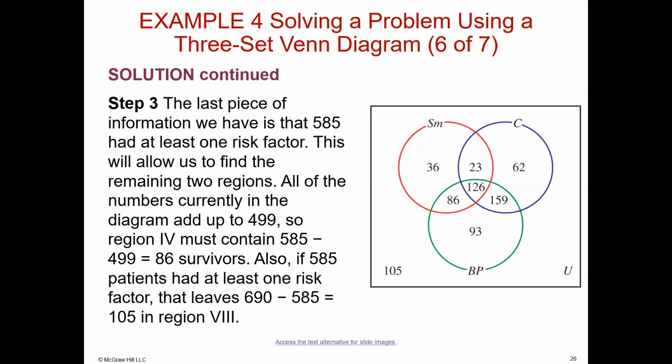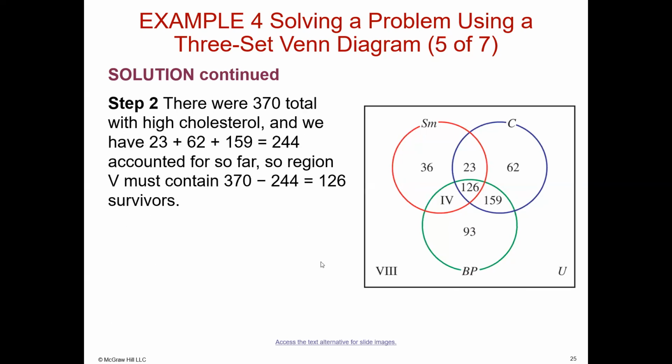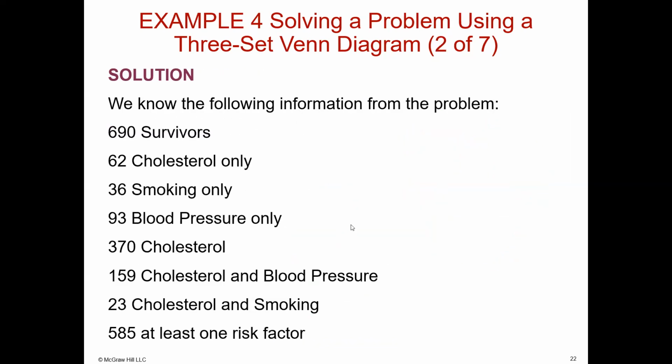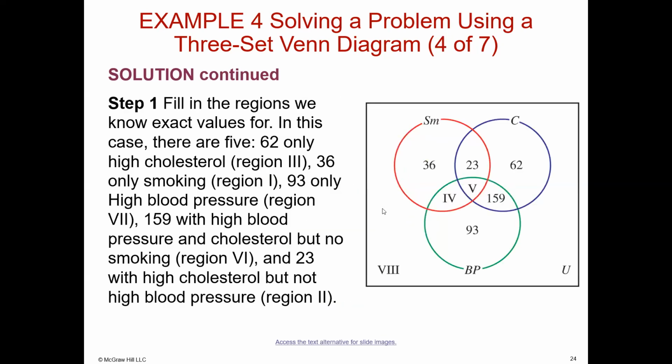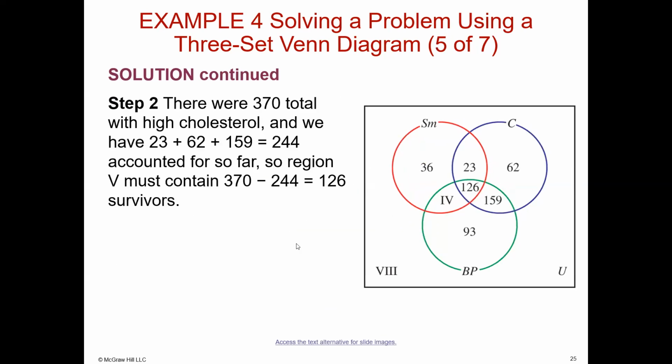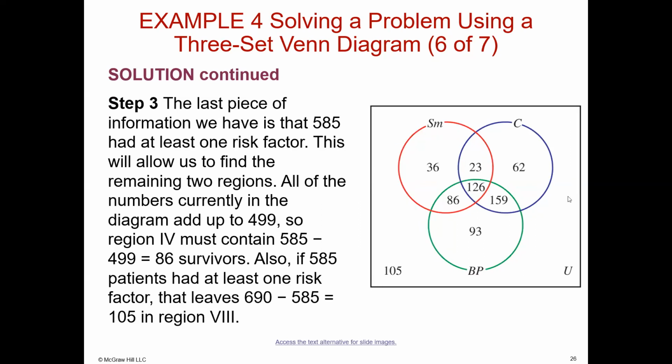Finally, how many were surveyed total? How many survivors total? 690. Of the 690, how many survivors had none of these issues? Well, we would take 690 minus what? 585, do you agree? We got 105 of these heart attack victims, or survivors, actually, we should say, that had none of these risk factors. So they just had a heart attack for some other reason.